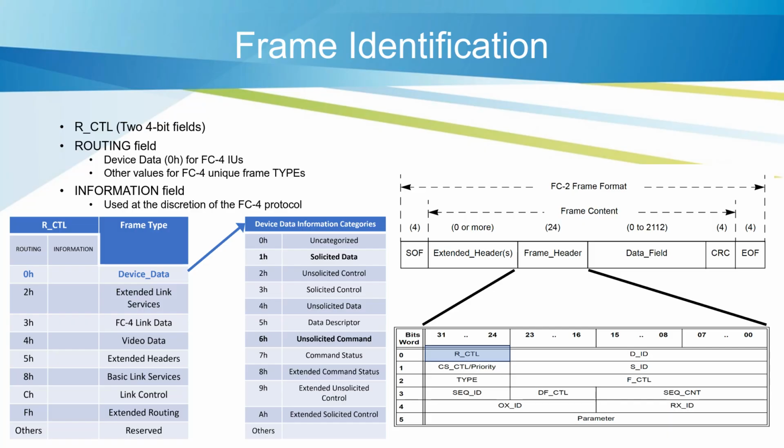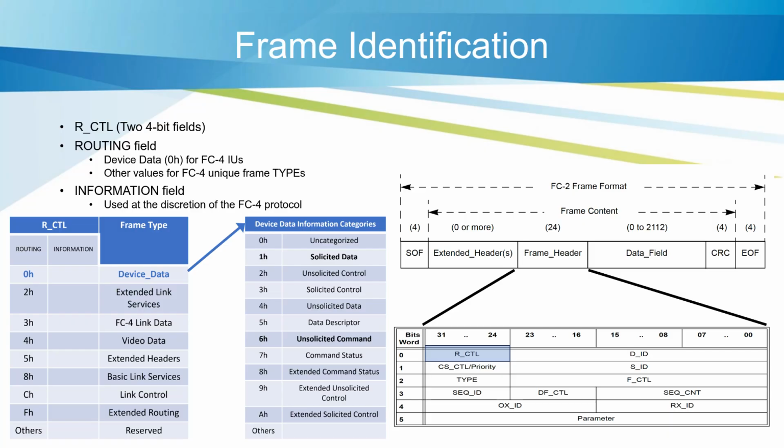For the most part, you can see here on the left-hand side of the slide that the R control field is divided into two subfields. There's a routing field that indicates really the function of the frame, whether it's for device data or extended link services or basic link services or some type of other link control. That's specified in the routing field. For our purposes today, we're going to focus on the device data frame type. So the routing field will be set to 0.